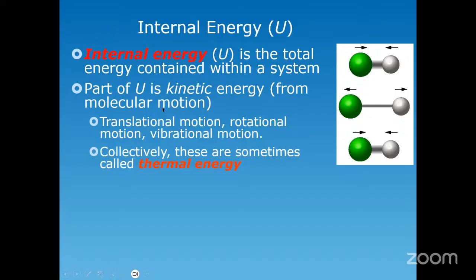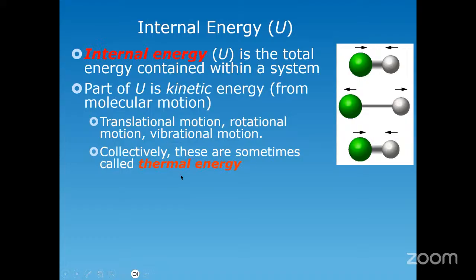The kinetic energy is the energy an object has by virtue of its motion. So the kinetic energy could be in the form of, as a result of, I should say, translational motion, rotational motion, vibrational motion. These are all collectively different forms of kinetic energy, right? And collectively, these are sometimes called thermal energy. And the reason why is because the thermal energy is a reflection of the temperature, which is directly related to the different forms of kinetic energy.